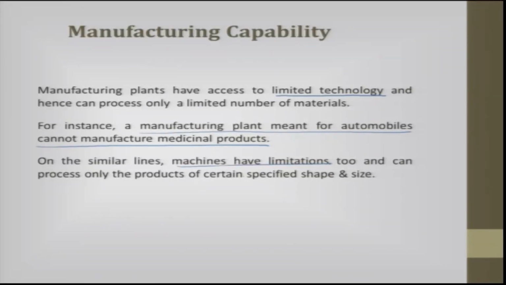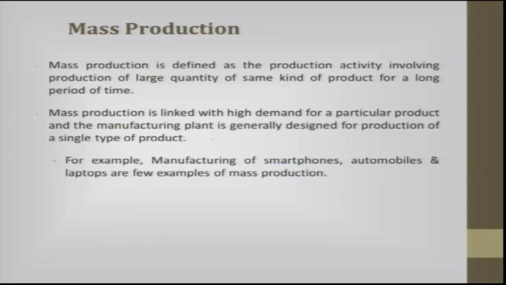So, on similar lines, machines have a limitation in the numbers. That depends on the shape and size. Producing something in large quantities is mass production. Here, if you decide that there is going to be a huge customer bank for your product, then you will try to choose technology which is more focused towards mass.